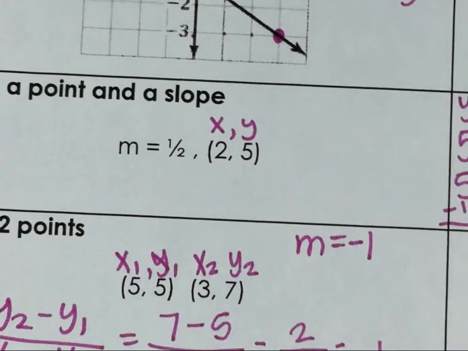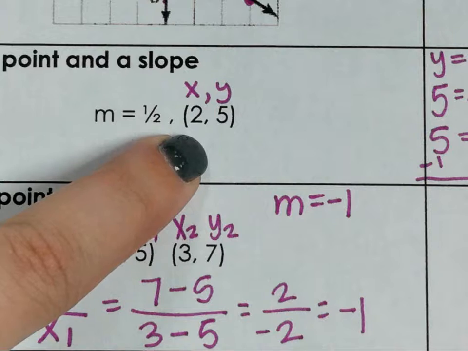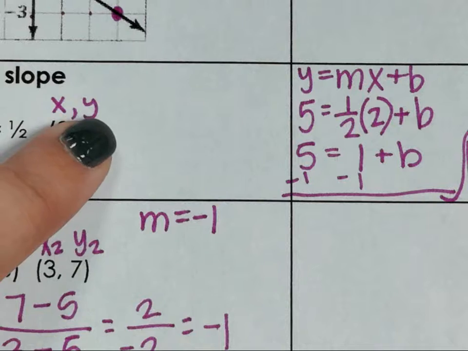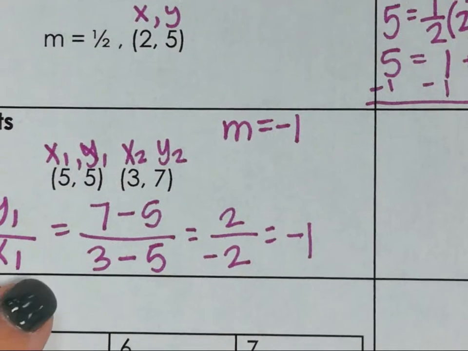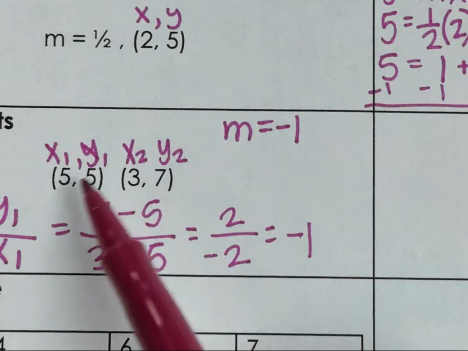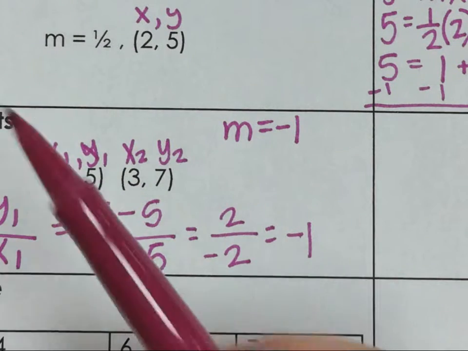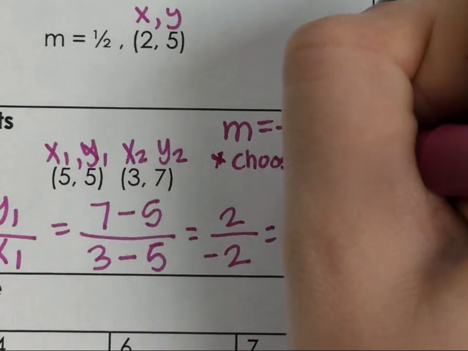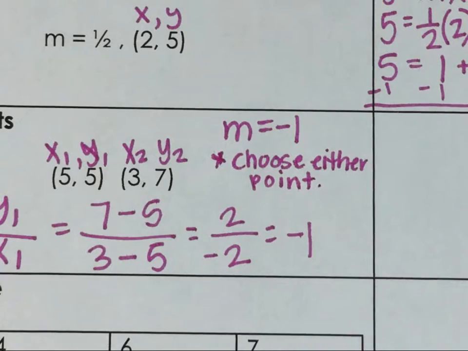So if we look at the example that we did before this one, remember I was given the slope and a point. And then what did I do? I plugged in m, x, and y into my slope-intercept form, right? So you think I can do the same thing for this example? I have my slope and I have a point. I just have 2 points in this case. So just choose either one of them. It doesn't matter which point you use. So you can make a note. Choose either point. Okay. I'm just going to choose the first one, 5, 5.